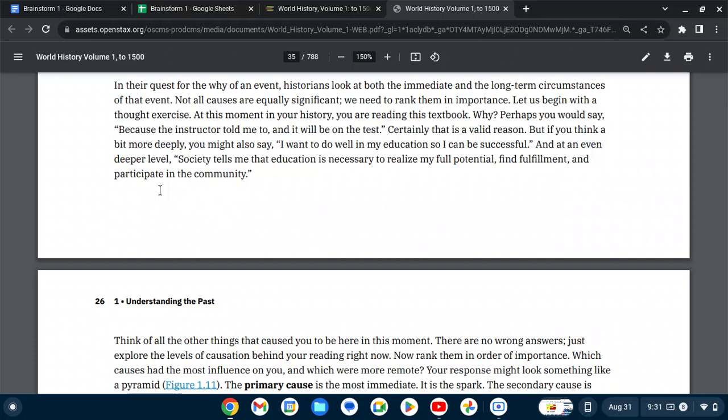Certainly that is a valid reason. But if you think a bit more deeply, you might also say, I want to do well in my education so I can be successful. And at an even deeper level, society tells me that education is necessary to realize my full potential, find fulfillment, and participate in the community.